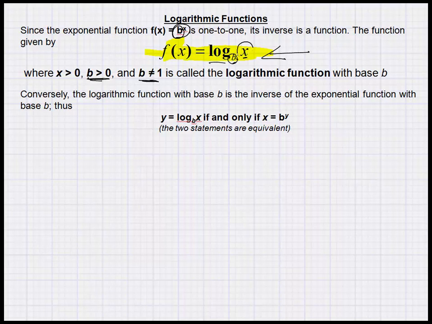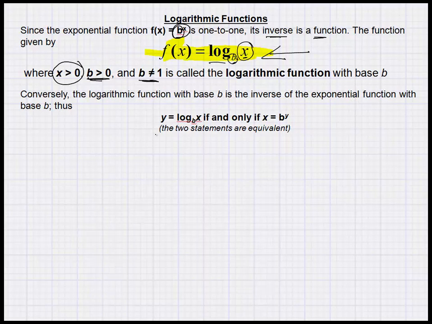Now x, however, which is the value we're going to use for our domain of the function, has to be greater than 0. And there's a reason for that, and it has a lot to do with the fact that this is the inverse function. But we'll talk about that in a second. So if log base b of x is the inverse of b to the x, well, conversely, you can say the same thing: the logarithmic function is the inverse of the exponential, and the exponential is the inverse of the logarithm.